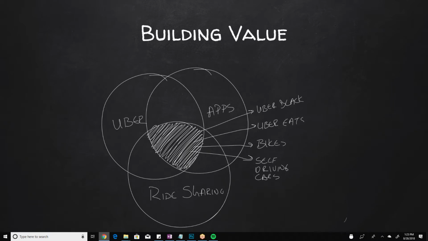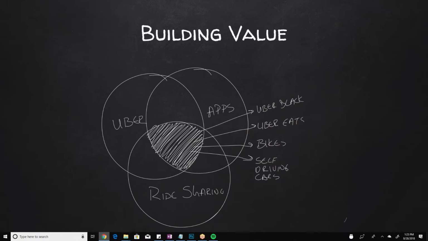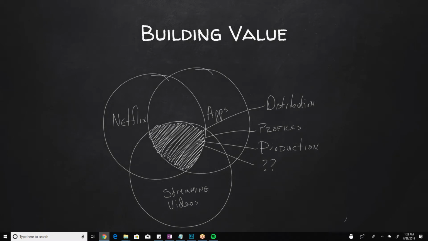So if we're looking here at this, Uber Black, Uber Eats. Now they're doing food delivery. Now they just bought an electric scooter company. They're going to let you do rides there. They're going into autonomous vehicles. I think they stopped that. That was a bit of an unwise process.